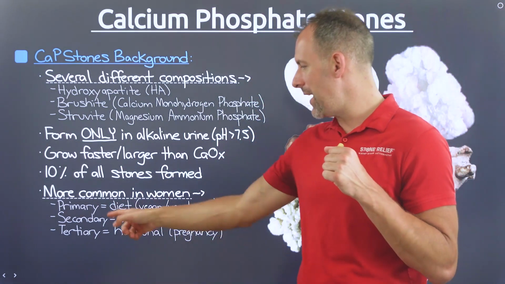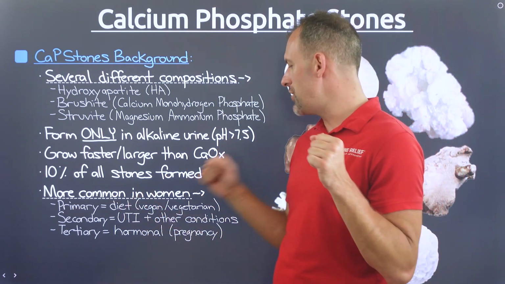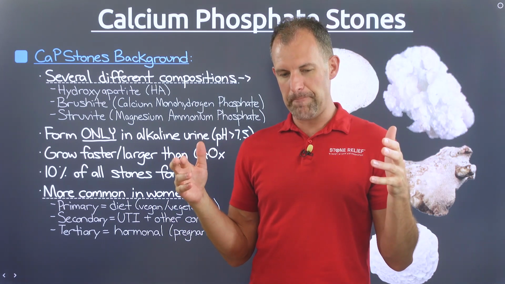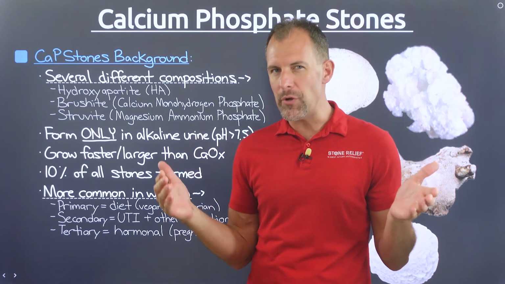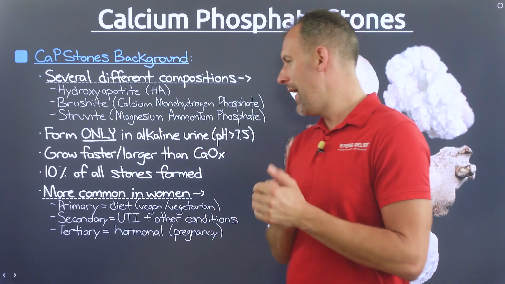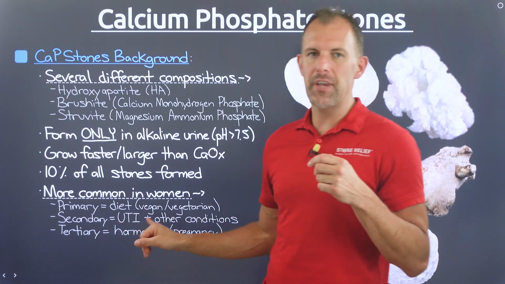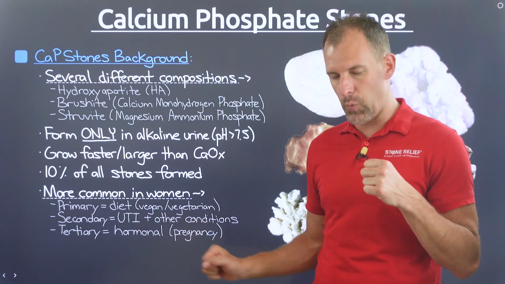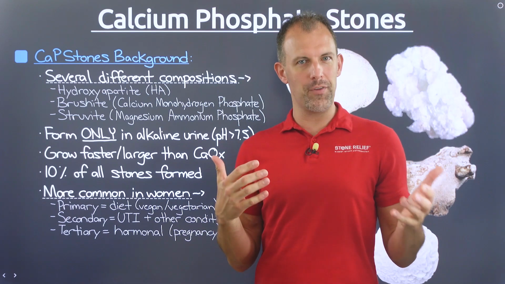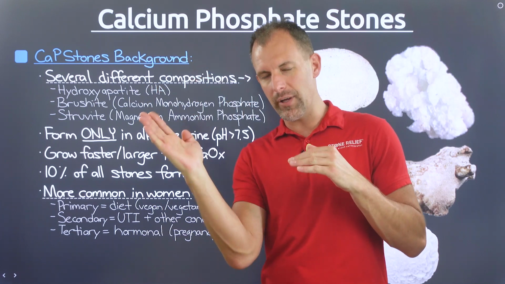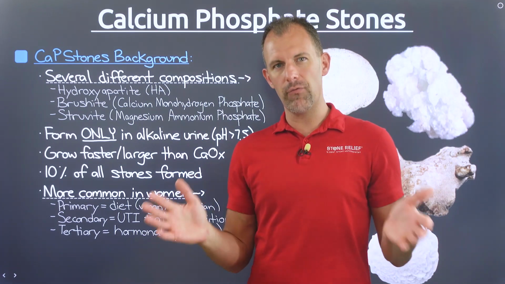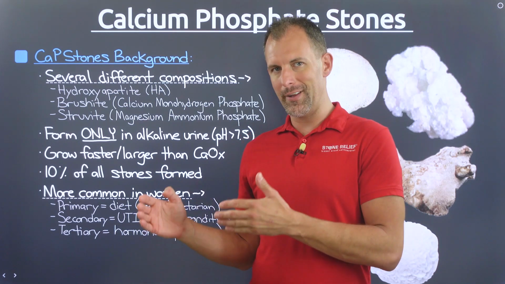Outside of that, the secondary cause is urinary tract infections and other types of conditions, such as an autoimmune condition. There are a whole host of things that could potentially screw with your urine pH. And then lastly, from a tertiary perspective, there's a hormonal element to this as well. When you're pregnant, things like progesterone can screw around with your urine pH and make you more alkaline. This is why women typically form calcium phosphate stones during their pregnancy, even if they've never formed a kidney stone before in their life.